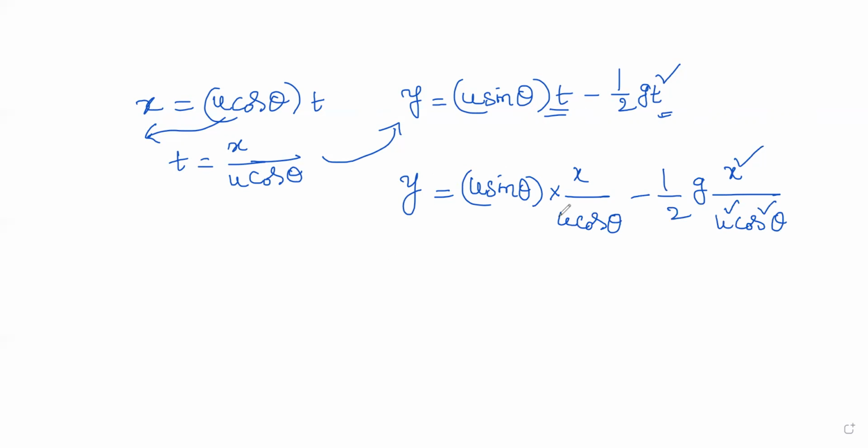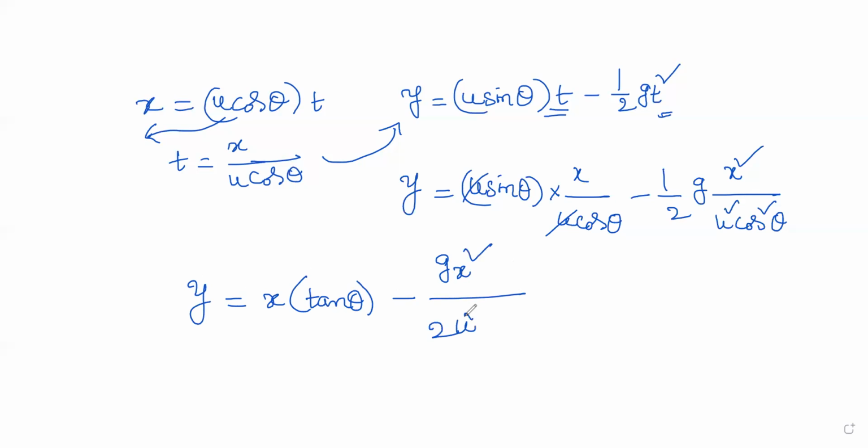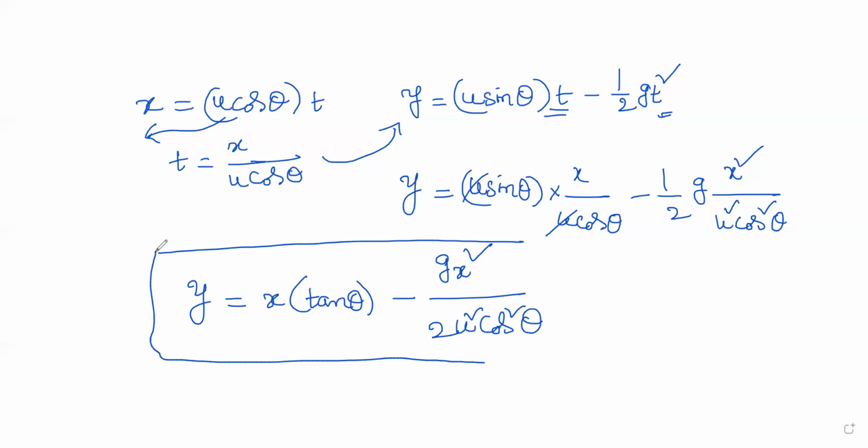So once you cut this u and the sine theta by cos theta is tan theta, you will end up with an equation y is equal to x tan theta minus gx square by, all of you have to remember this equation, 2u square cos square theta. So this is one very important equation. This is the equation of the trajectory of the projectile. And now it's a parabola. It follows the path of a parabola.